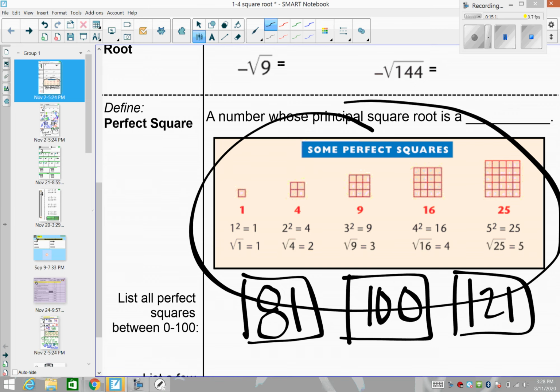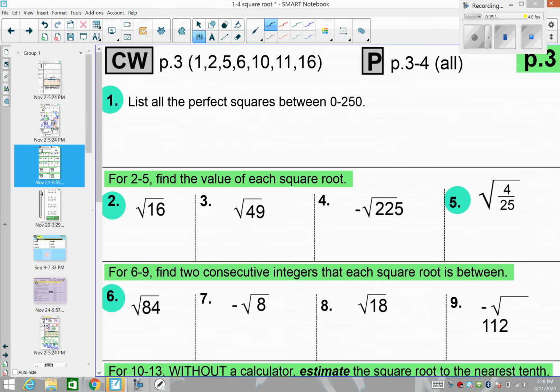Your job is to finish the next 2 pages, I believe pages 3 and 4, for our work today on estimating. You really shouldn't be using a calculator in that. You should be trying to figure out the estimation without a calculator, and it doesn't have to be perfect.